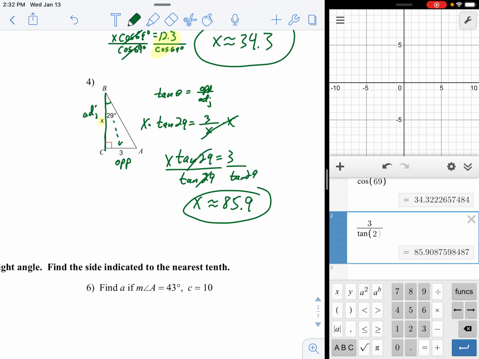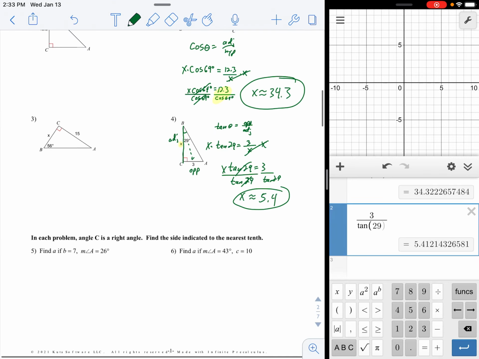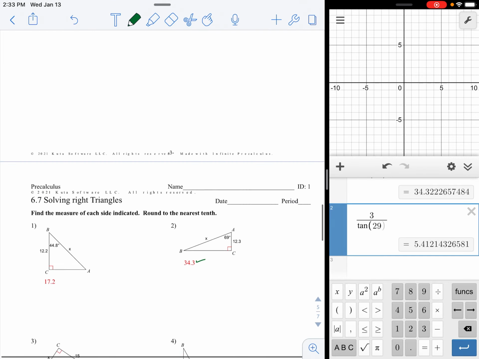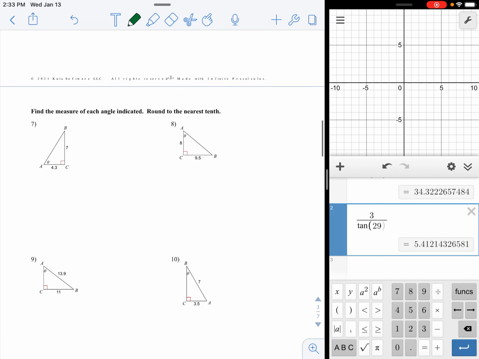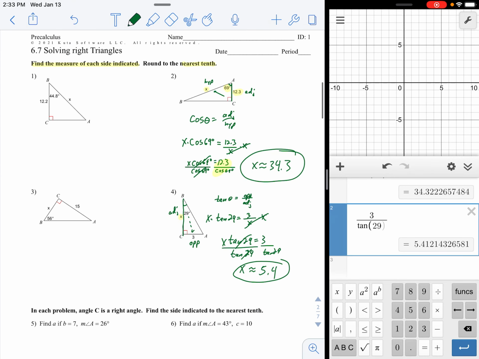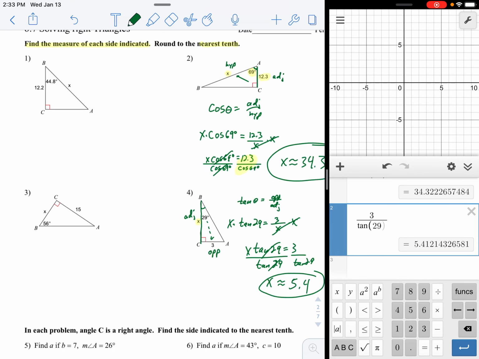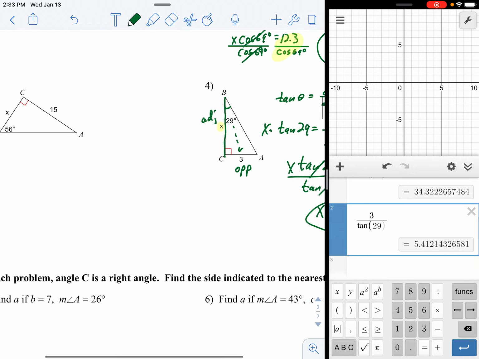Opposite over adjacent, 3 over x, 29. Oh, tangent of 2. I forgot to hit the 9. That's a dumb mistake to make. All right, so I got 5.4. That sounds better. And this is why you check your work, 5.4. I just did tangent of 2 on the calculator instead of tangent of 29. All right, so anyway, hopefully with those examples, you can move into 1 and 3 and do those yourself.